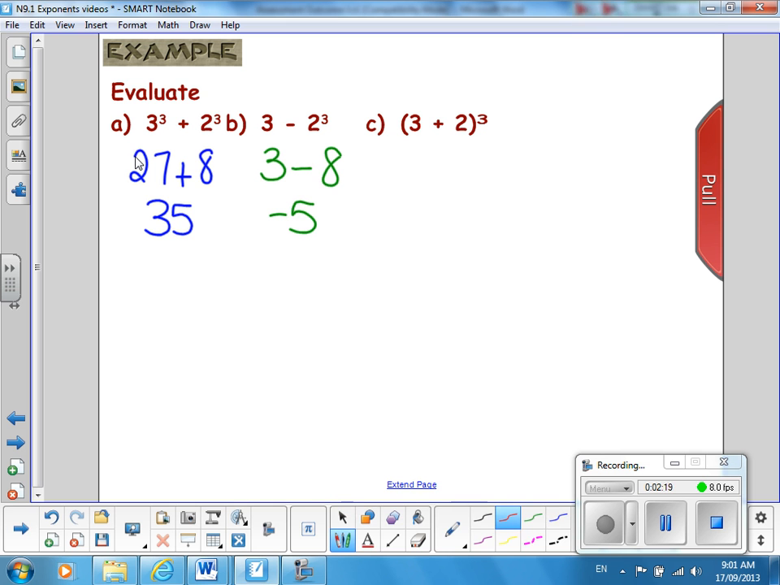Look at the last one here. 3 plus 2 inside brackets to the exponent 3. So if we're going through BEDMAS, B is brackets. We have brackets. So we need to simplify what is in the brackets if at all possible. We can do that. 3 plus 2 is 5. Now we just have one operation left and it's exponents. 5 to the exponent 3 is 5 times 5 times 5, which is 125.